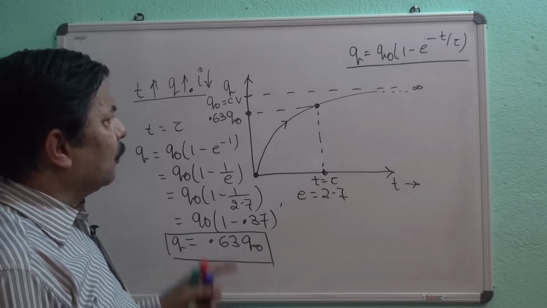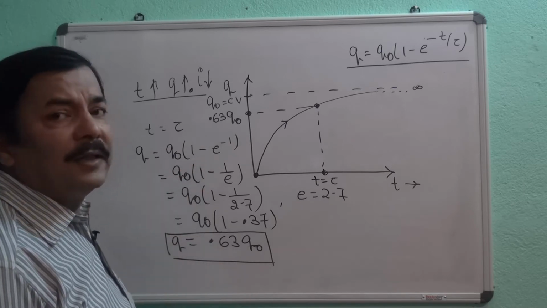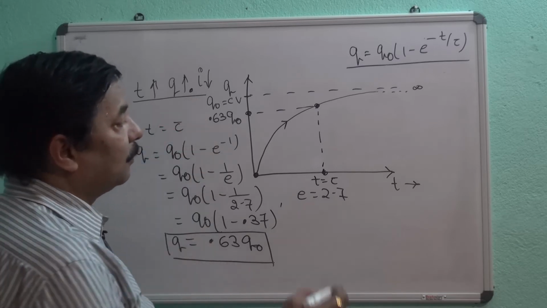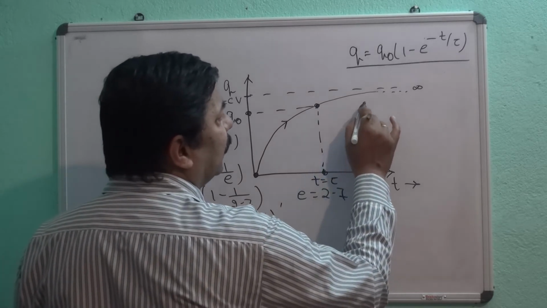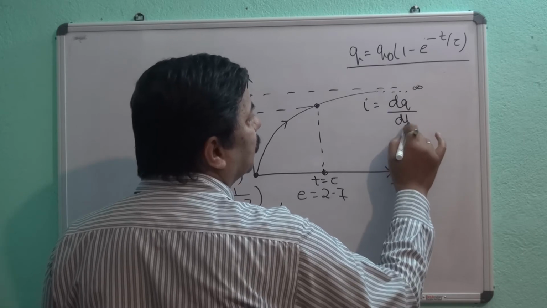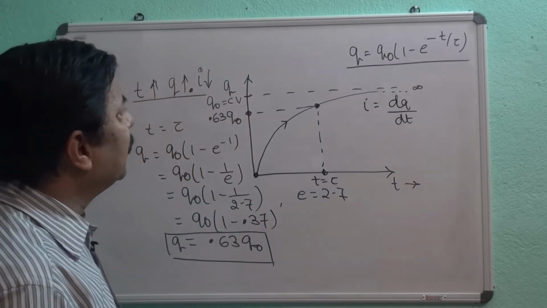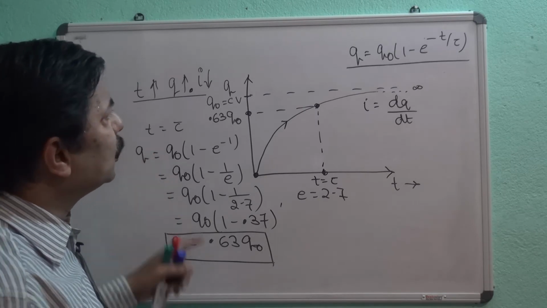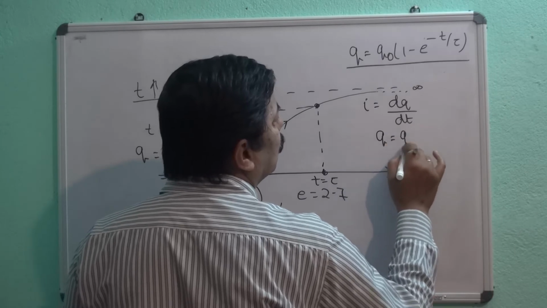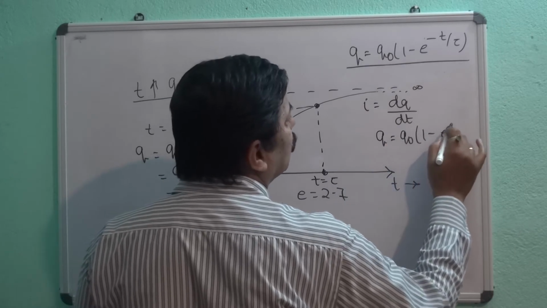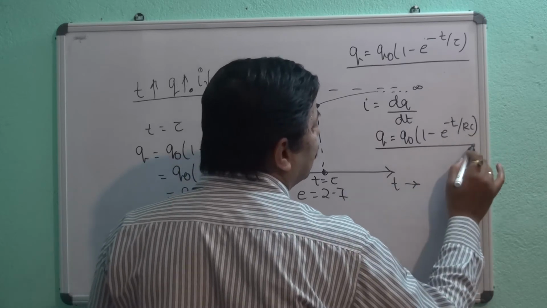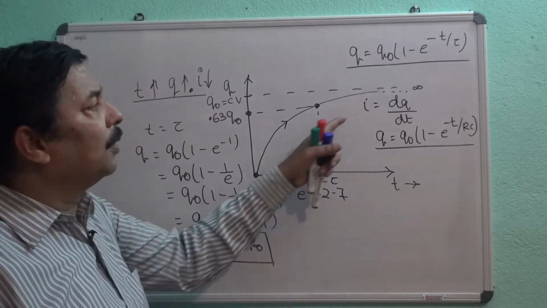Also, we can use this equation to find the current, how we can find the current. We have defined the current I is equal to dq by dt. So I is equal to dq by dt, and q is what? Here q is equal to q naught (1 minus e to the power minus t by RC). If we differentiate it, we will get the value of current.